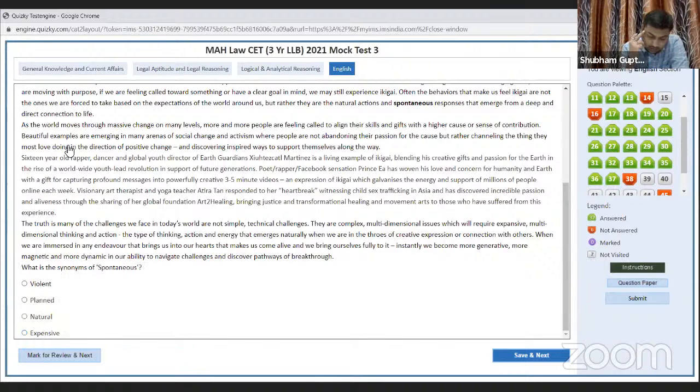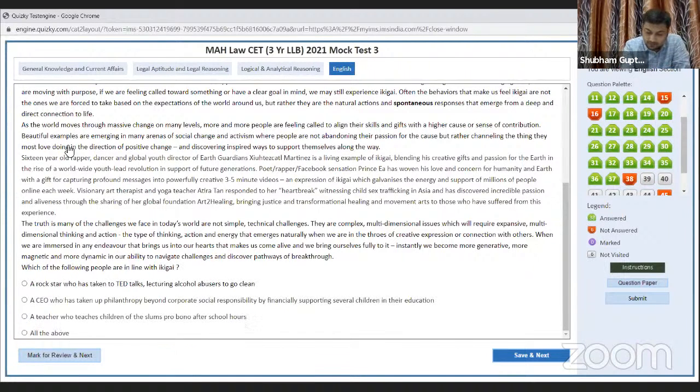What is the synonym of spontaneous? Spontaneous means what? Whatever happens naturally. So it should be natural. A rock star who has taken to TED Talk lecturing alcohol abusers to go clean. Which of the following people are in line with Ikigai? I do not think one. A CEO who has taken up philanthropy, yes. A teacher who teaches children, so I think B should be the answer.